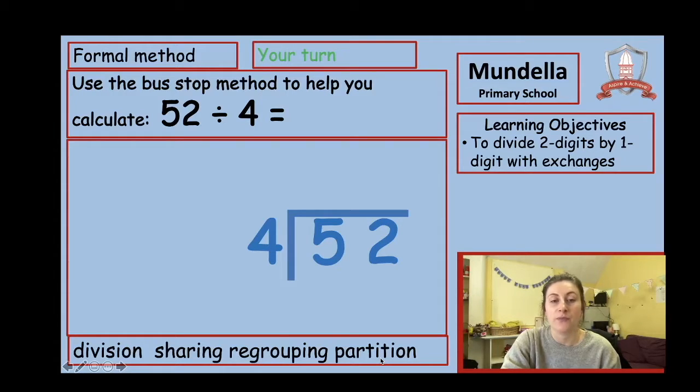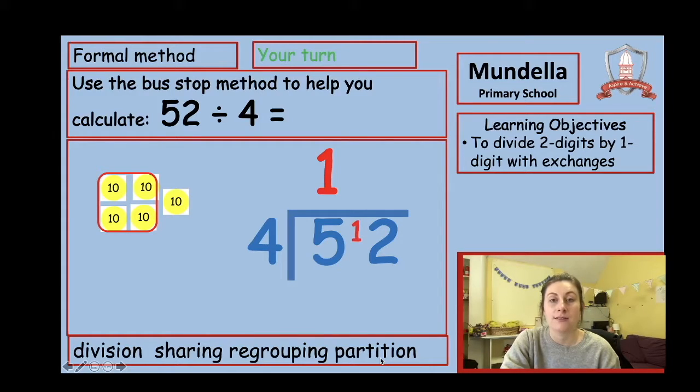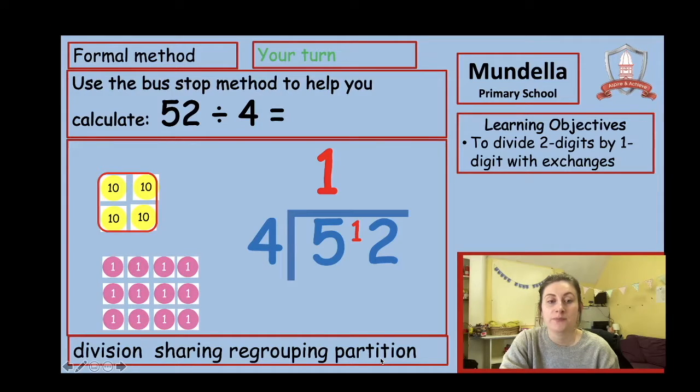Let's see how you got on. So how many 4's go into 5? So I've got my 5 10s there. Just once. And then we've got 1 10 left over. So that means that we're exchanging it over and it's becoming 12 that we're putting 4 into now. So exchange that 10 for 10 1s. And now let's see. So count up in 4's. 4, 8, 12, 3. So 52 divided by 4 is 13.